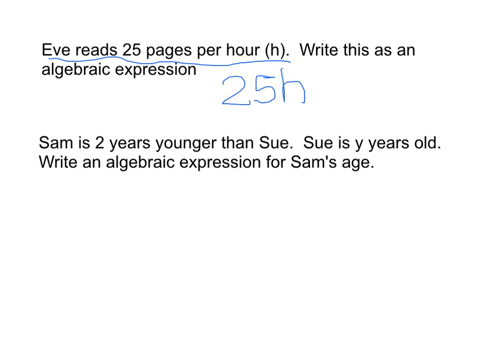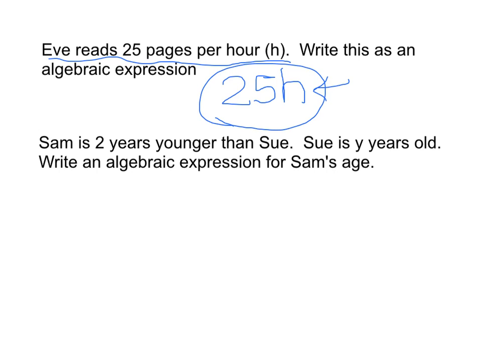This should make sense. If she reads for 1 hour, she would read 25 pages. If she reads for 3 hours, she should read 25 times 3, that would be 75 pages. So this would be our algebraic expression to represent how many pages she would read. And notice that h can change. It's a variable depending on how long she reads.